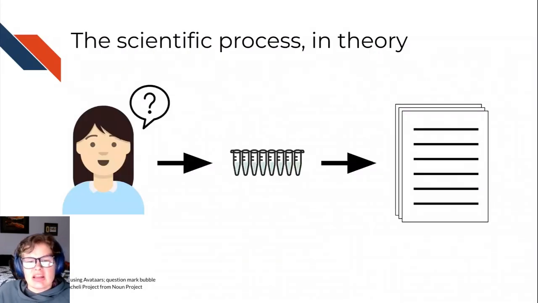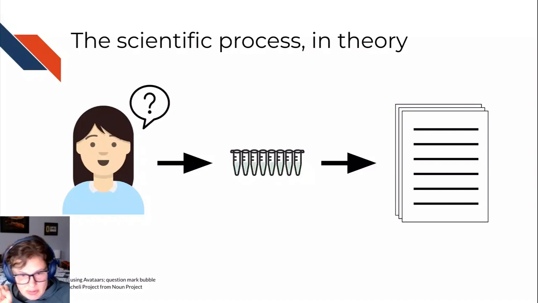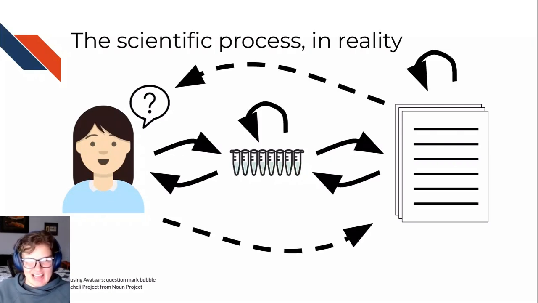So, in theory, the scientific process goes like this. You have a question, you have some data that you either collect or someone else has collected, you apply it to a question, and then you find something and you publish it. When we summarize it like this, it all sounds very simple and straightforward and should be pretty quick. But, of course, it's not.